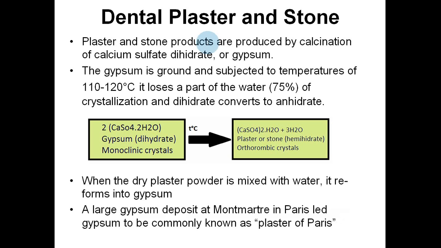Dental plaster and stone. Plaster and stone products are produced by calcination of calcium sulfate dihydrate, or gypsum. The gypsum is ground and subjected to temperatures of 110 to 120 degrees. It loses a part of the water of crystallization, 75%, and dihydrate converts to anhydrate. When the dry plaster powder is mixed with water, it reforms into gypsum. A large gypsum deposit at Montmartre in Paris led to gypsum being commonly known as plaster of Paris.